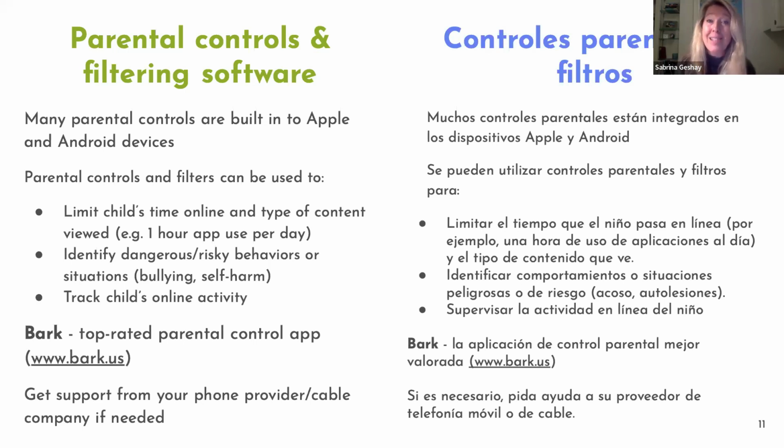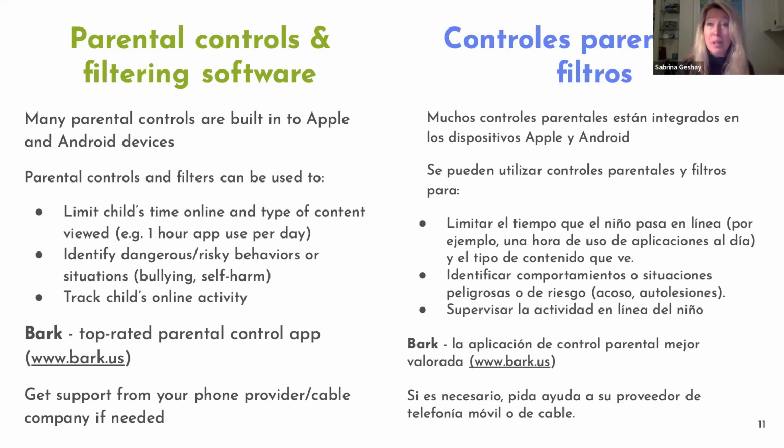Once a child has device access, definitely set up software for filters or restricting access to different websites and information. Fortunately, many parental controls are already built into Apple and Android devices, and they can do so many different things. Parent controls and filters can be used to limit your child's time online. For example, 1 hour on an app per day. Think of things like TikTok and Instagram. That 1 hour would be significantly less than what a lot of teens are spending on those sites.